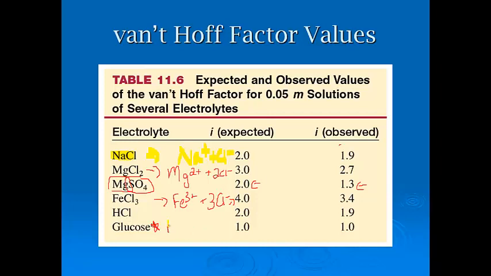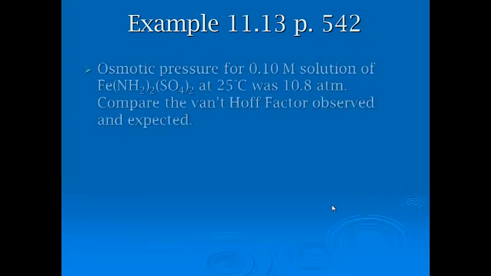Now glucose, here's our asterisk. Glucose is a molecular compound. No ions, so it's only going to be 1 particle because it's not going to split into anything. And the observed is also 1 because there's no ion pairing. So that's the non-electrolyte. That's the trick that they like to throw at you every once in a while.